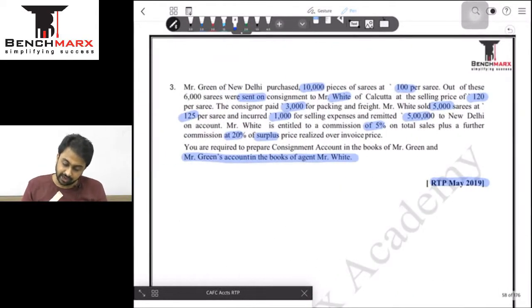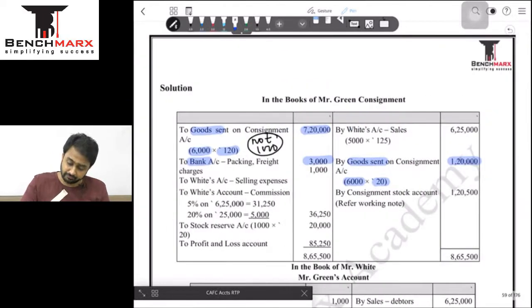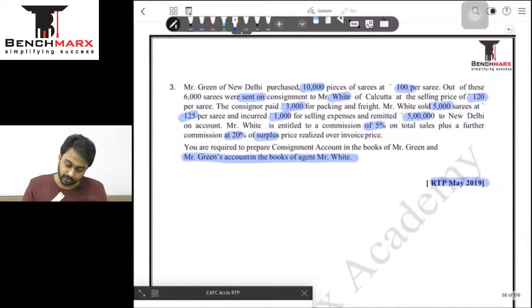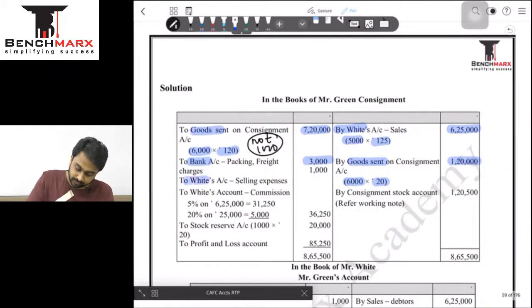Then we have White has sold 5,000 sarees at 125, so buy white. 5,000 output of sarees sold at 125, amount appears to be 6,25,000 as total sale value. Then we have incurred 1,000 for selling expenses. Consignment account debit to consignee, matlab to White, selling expenses kidhar gaya 1,000, ye bhi apna ho gaya.